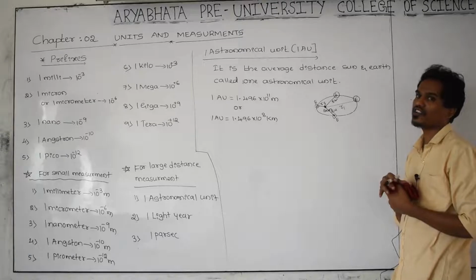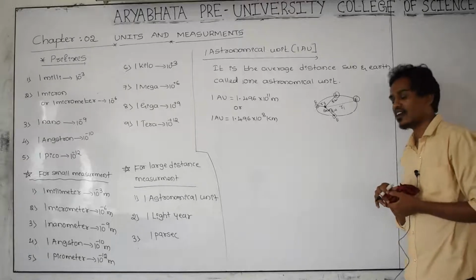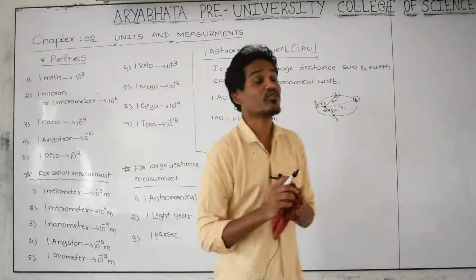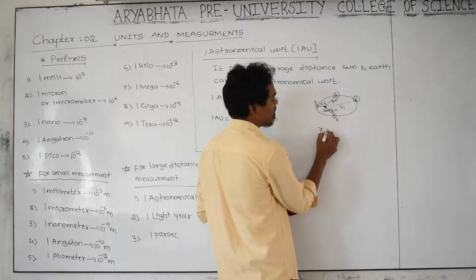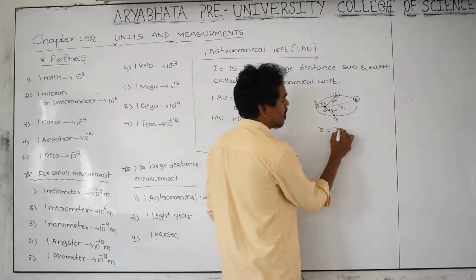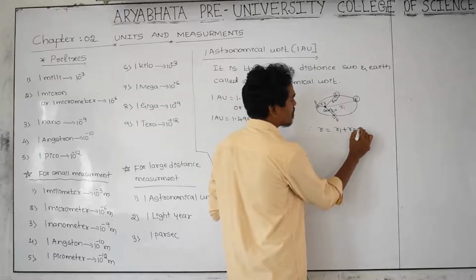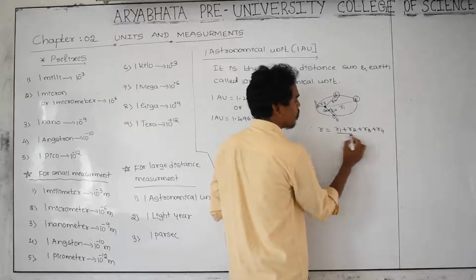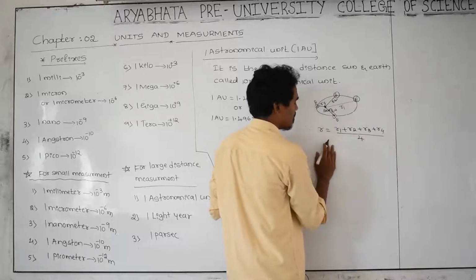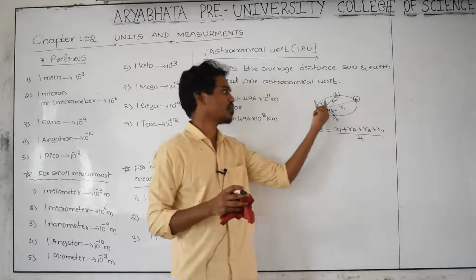Then what about the distance between the Sun and Earth? That's why we need to calculate the average value. Therefore, the distance between Sun and Earth, that is small r, is equal to r1 plus r2 plus r3 plus r4. How many readings? 4, means divided by 4.